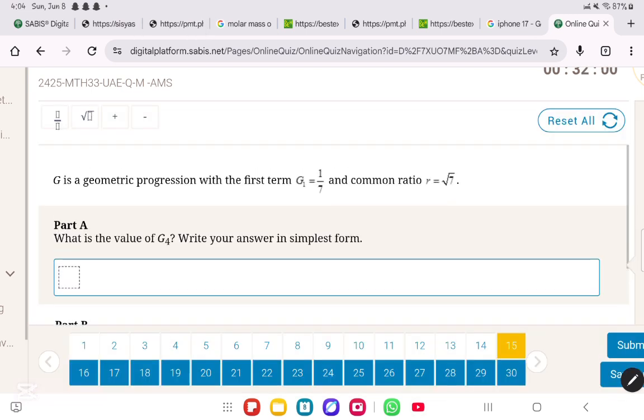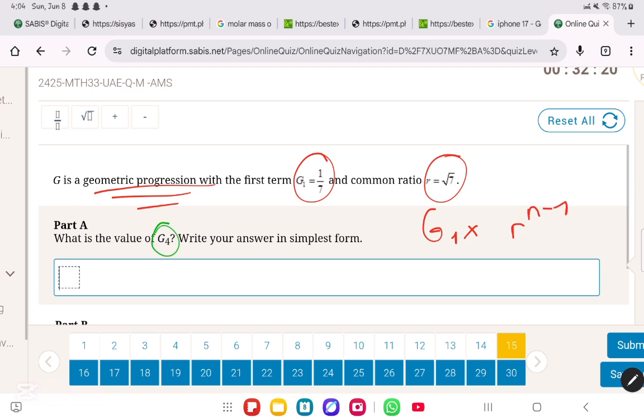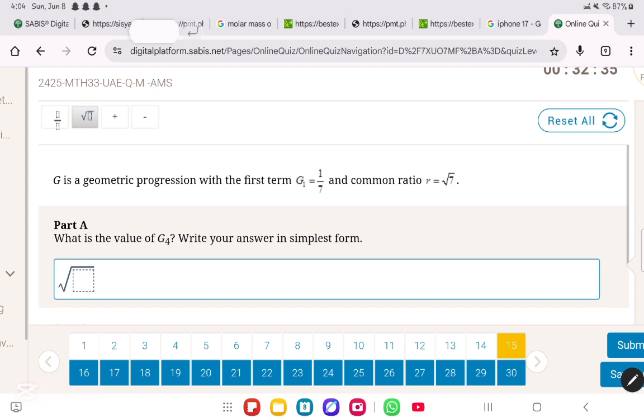Okay, so now we move on to question number 15. It says G is a geometric progression with the first term G1 equal to 1/7 and common ratio R equal to radical 7. Remember what we said, for any geometric progression, the basic equation is G1 times common ratio R to the power of n minus 1. So they want us to find G4. Very simply, take G1, which is 1/7, times the common ratio, radical 7, to the power of n minus 1, which is 4 minus 1, which is 3. Put it on your calculator and you're supposed to get an answer of radical 7.